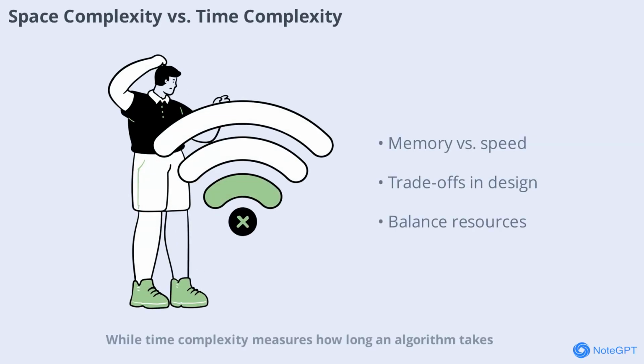While time complexity measures how long an algorithm takes, space complexity looks at how much memory it uses. Sometimes you can trade one for the other. For example, you might use extra memory to speed up a calculation. Balancing time and space complexity is a key part of algorithm design, especially in resource-constrained environments.